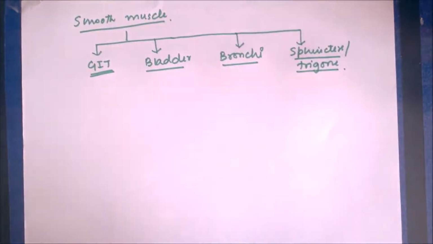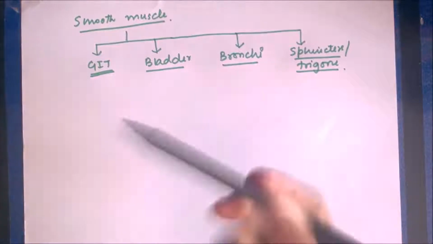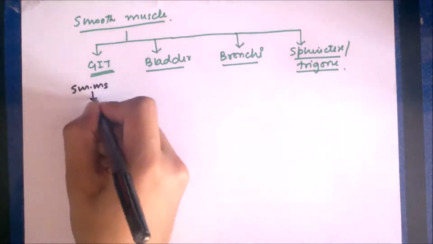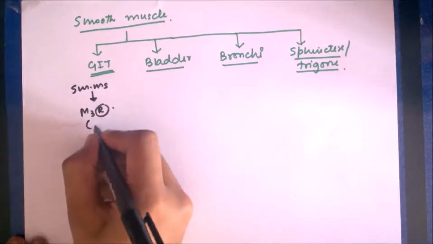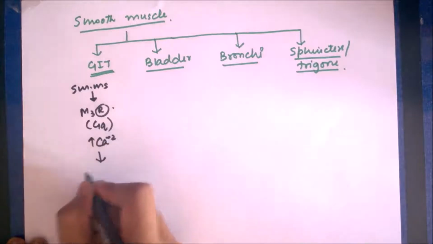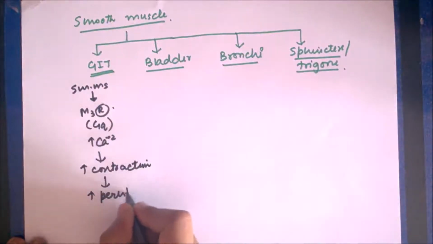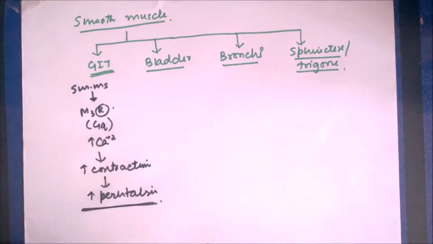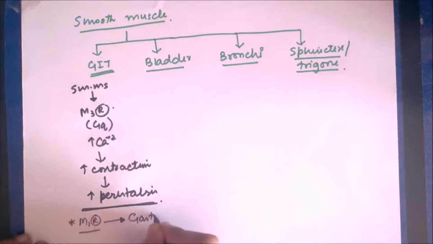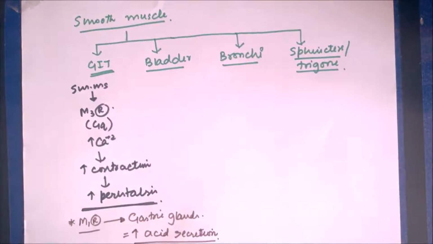In the gastrointestinal tract, the smooth muscles have M3 receptors, and these M3 receptors are Gq subtype of G protein coupled receptors. So stimulation of these receptors will cause increase in intracellular calcium, which increases the contraction of GIT and increases peristalsis. It can sometimes predispose to diarrhea. The GIT also contains M1 receptors, which are present in the gastric glands, and the stimulation of these receptors causes increase in the production of gastric acid.